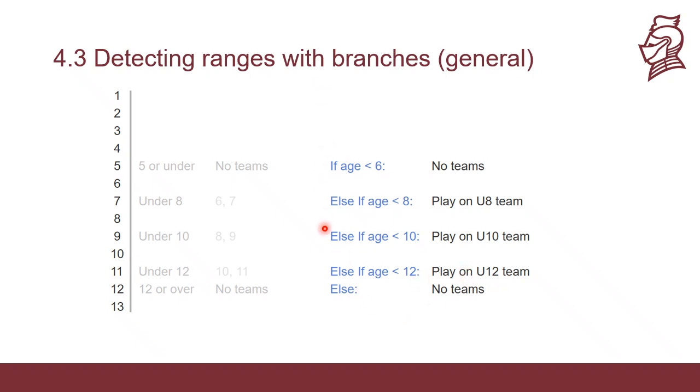Now, I want to point something out about this. The order makes a difference. This has to be evaluated in order. What if I just came up here and I said if age is, forget these two lines right here, pretend they're not there, and I said if age is less than 10, well, you'd have 6-year-olds playing on a U10 team, right? So you have to test for them first before you get to 10. You have to test for 10-year-olds before you get to 12-year-olds. And remember, only the correct one will evaluate, right? But they do have to be in order or it won't work.